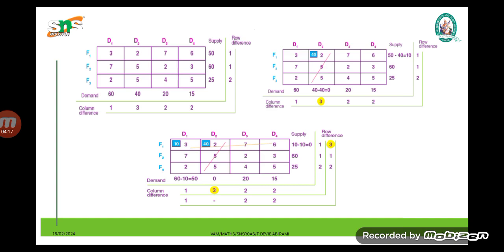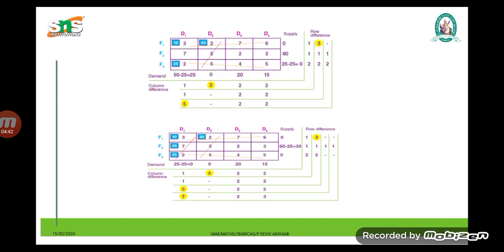Our penalty value is 0 in our row, so I am going to select the row. Of this row, I have 3 as my smallest number. If I balance my row and supply, I will get the value 10. So the supply will be cancelled out and the demand alone will stay back. In the third column, I will get the row differences as 0, 1, 2.